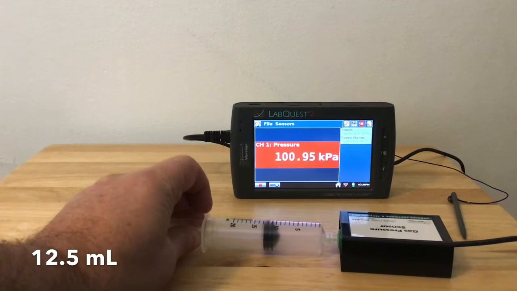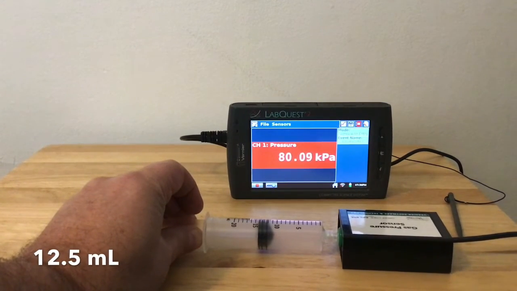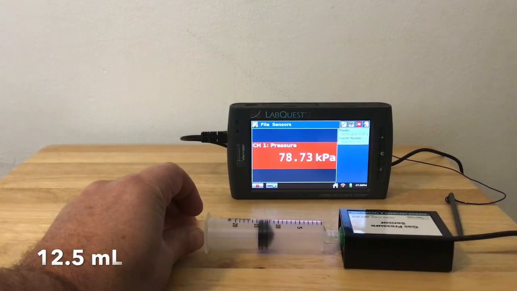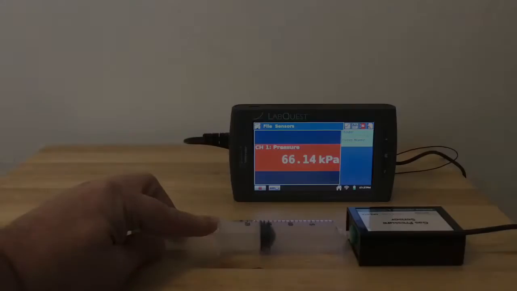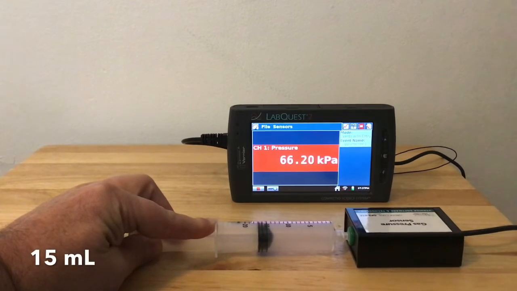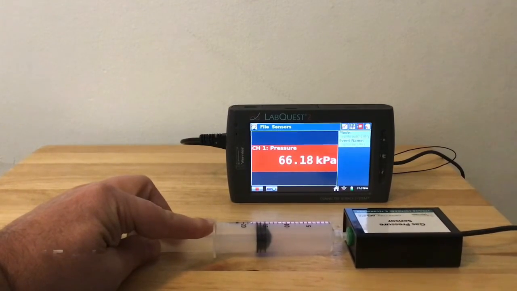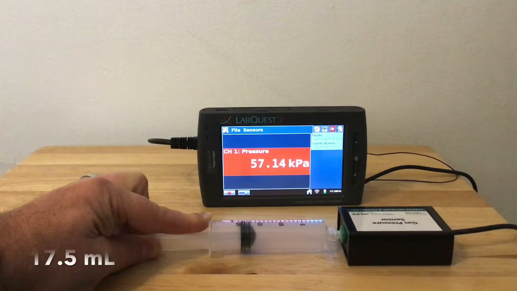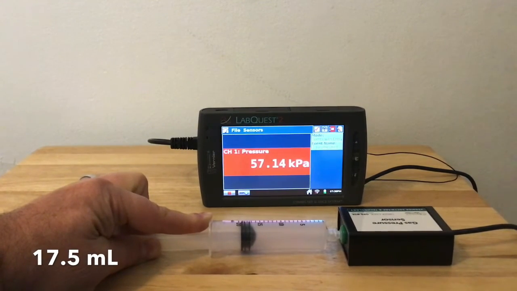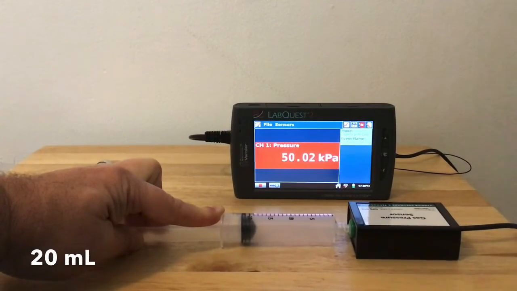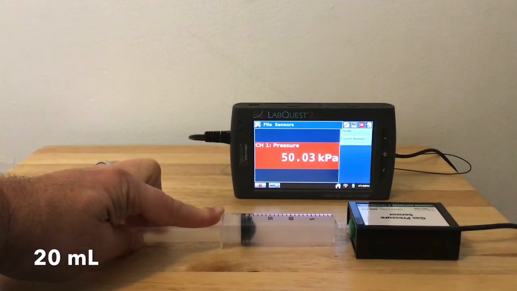Going to move the syringe to 12.5 milliliters. Now we're at 15 milliliters. 17.5 milliliters. And finally, we're at 20 milliliters.